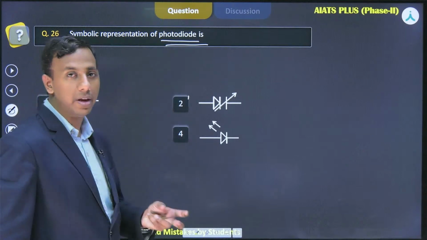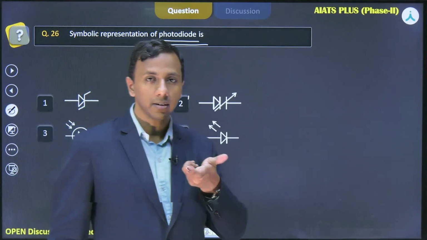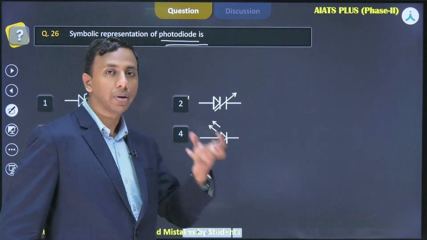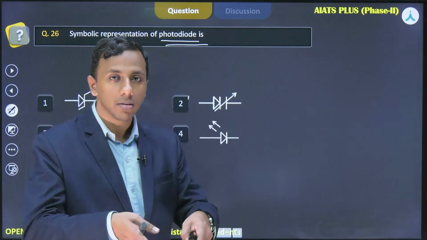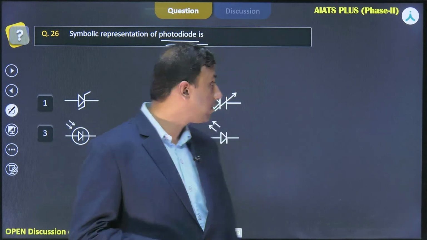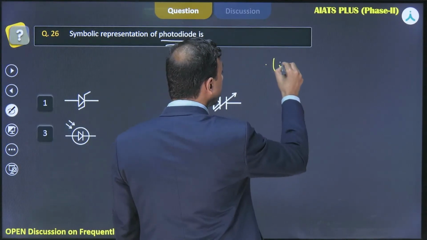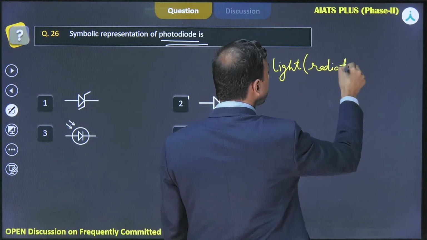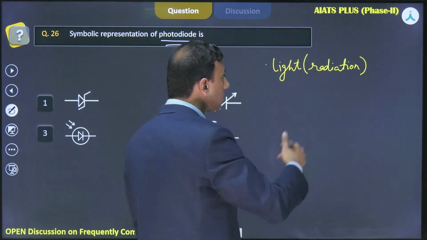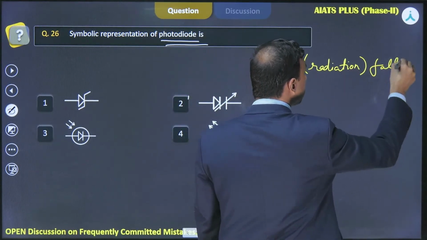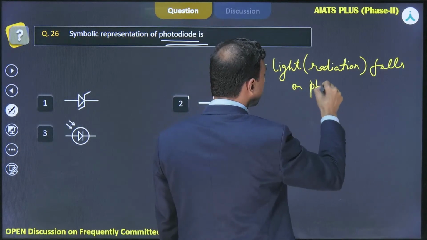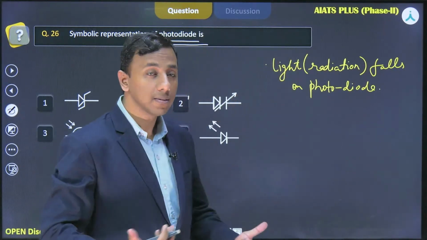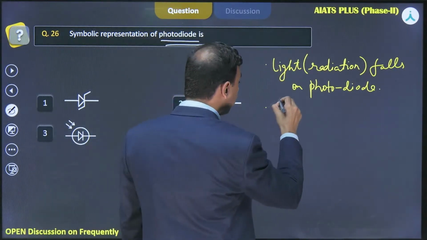How? See, photodiode means photo means light, just like photocurrent or photosensitive material. So photodiode means it is going to capture light. So light is going to be falling on that photodiode, and what is that going to do? If you want, I can write down: light, or we can say radiation, or we can say it is irradiated with light, falls on photodiode. And what is its purpose exactly? Its purpose is to generate current.